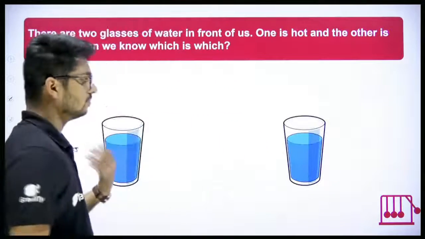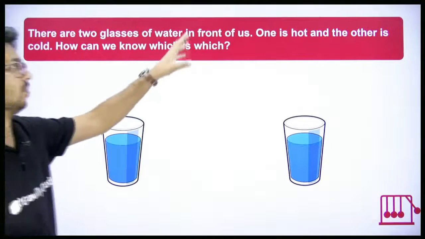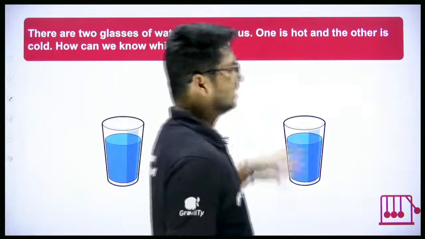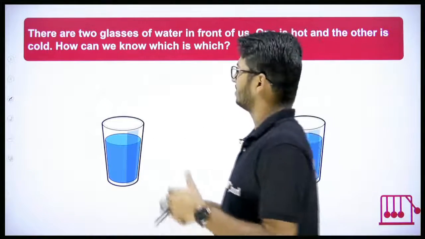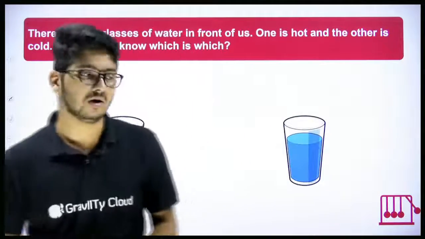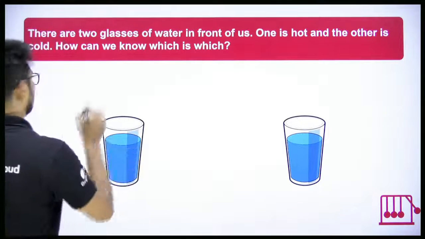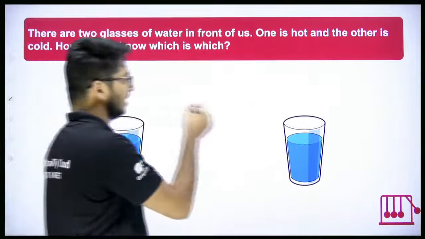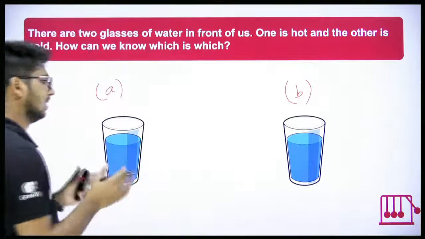Now another simple question for us. There are two glasses of water in front of us. One is hot and the other is cold. How can we know which is which? I mean, if I say this is glass A, this is glass B, how do we know which glass is cold and which is hot?